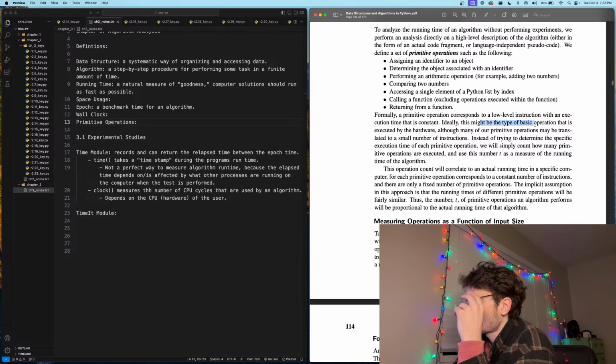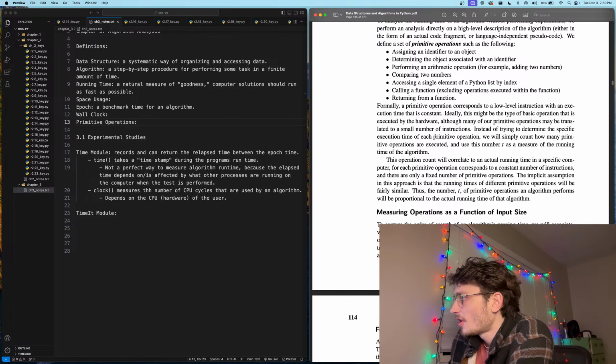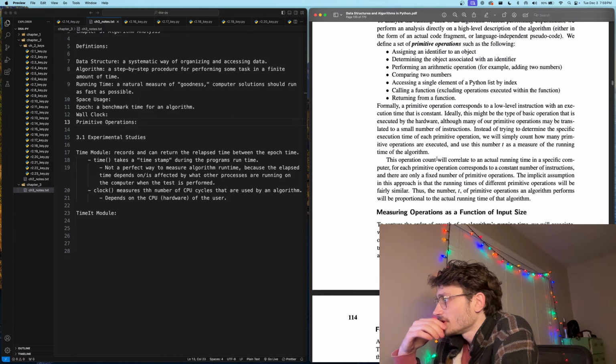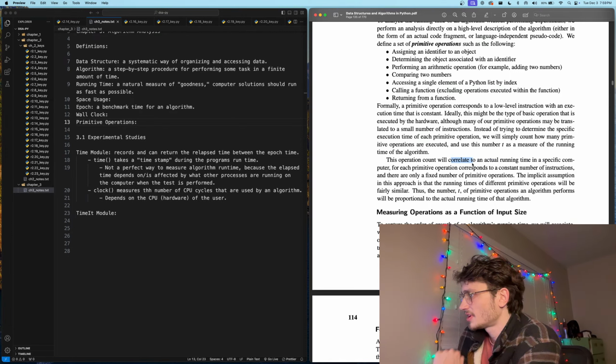Okay, so this operation count will correlate to an actual running time on a specific computer. So you're just counting all of these quote-unquote primitive operations that this algorithm performs, and those are the determining factor for the running time of an algorithm. Now, how exactly do we, I'm sure we'll get there, but this operation count will correlate to an actual running time on a specific computer.